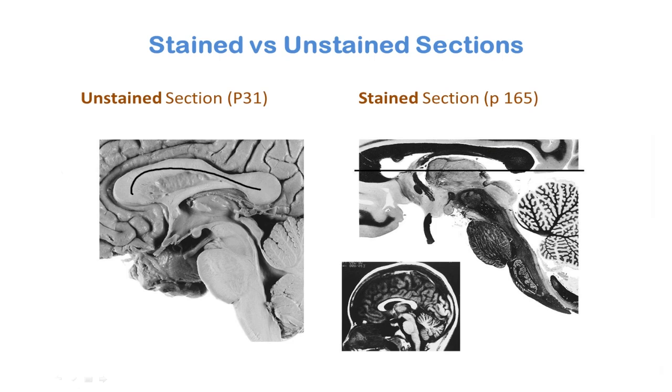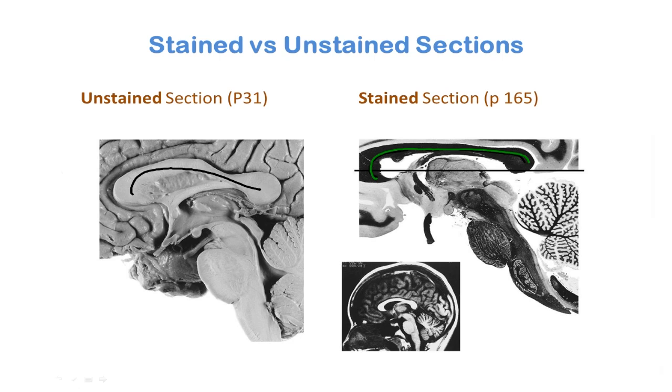Contrast this to the picture on the right. Here we have a stained section. So here we basically have stained a cross-section, a similar cross-section, not the identical one. And now the corpus callosum, what do you notice? Here the corpus callosum appears to be dark. Now this section here has been treated with a chemical stain.